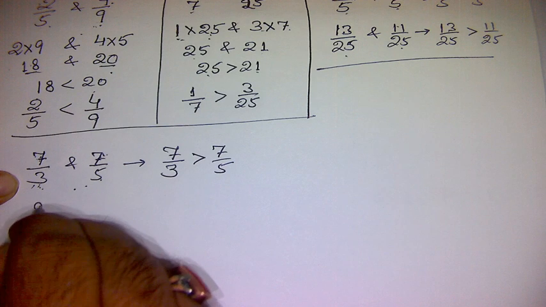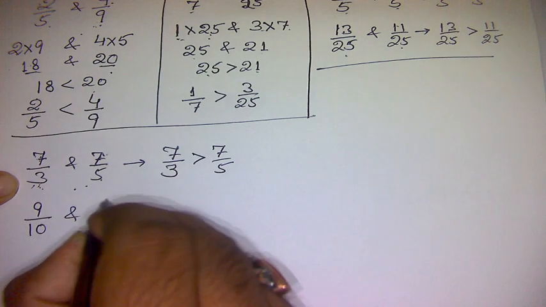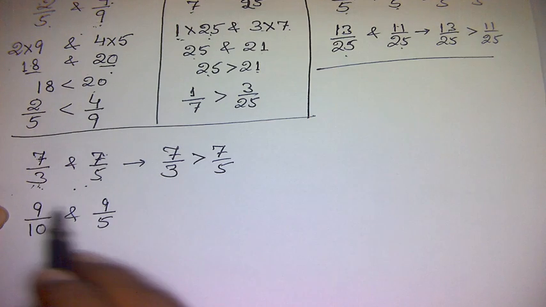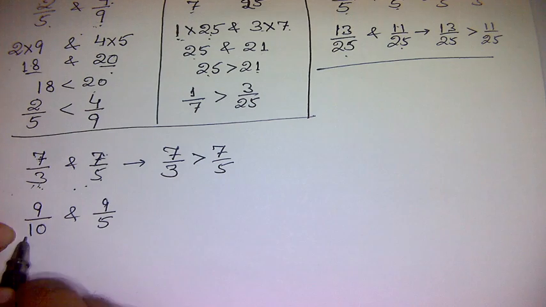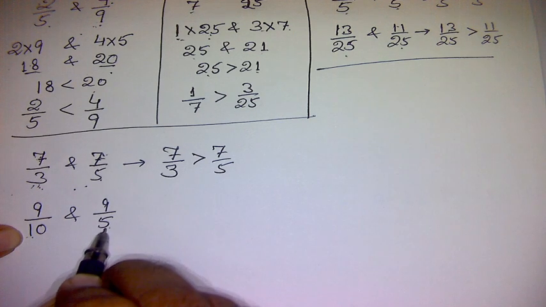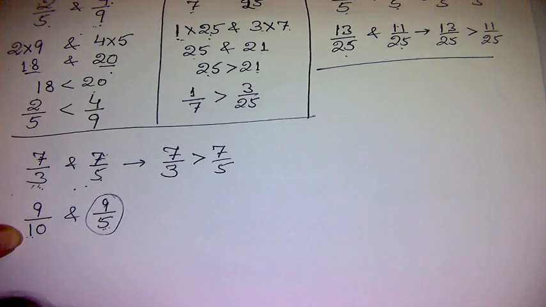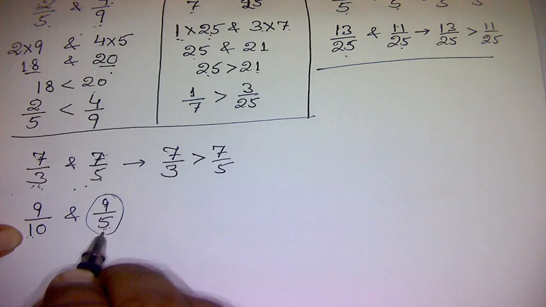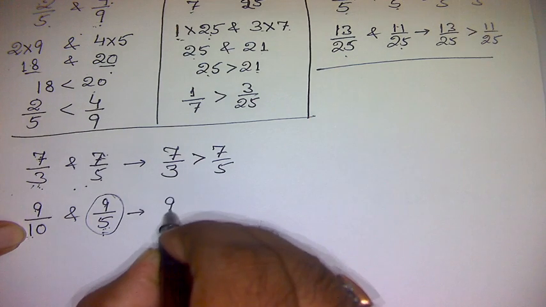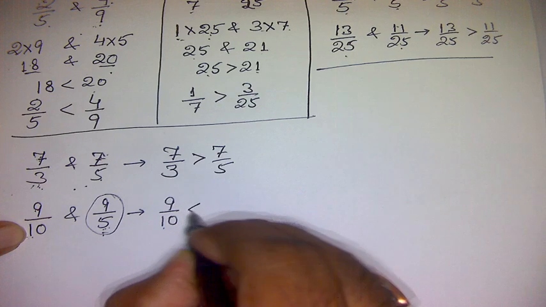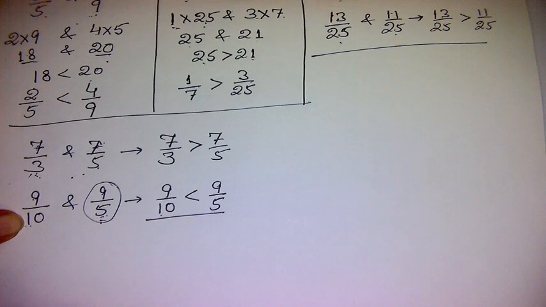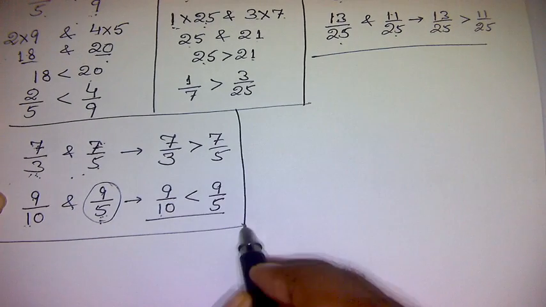If it is say 9 upon 10 and 9 upon 5, again the numerators are same, so we will compare the denominators. 10 and 5, less the denominator, greater will be the fraction. जिसका डिनोमिनेटर छोटा होगा वो फ्रैक्शन ग्रेटर बनेगा. तो यहाँ पे 9 upon 10, जिसका डिनोमिनेटर बड़ा है वो फ्रैक्शन छोटा हो जाएगा. तो 9 upon 10 is less than 9 upon 5. So hope this is also clear to you.